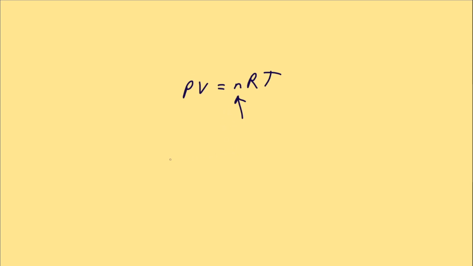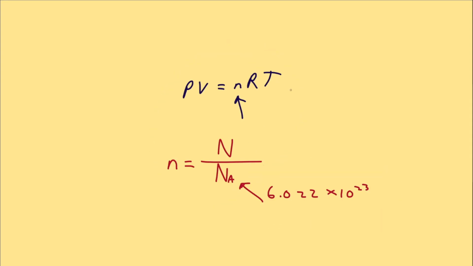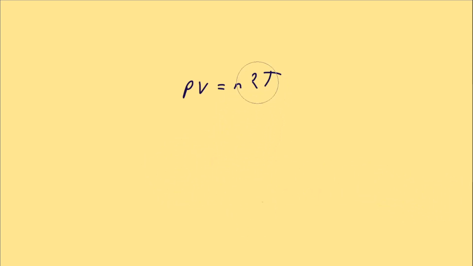The formula to do that is n, so number of moles, equals the number of molecules divided by Avogadro's number. Avogadro's number is 6.022 times 10 to the power of 23. This constant and every other formula like this is on the free cheat sheet in the description. And we can substitute this value for n into the ideal gas law. That's how we use molecules instead of moles.